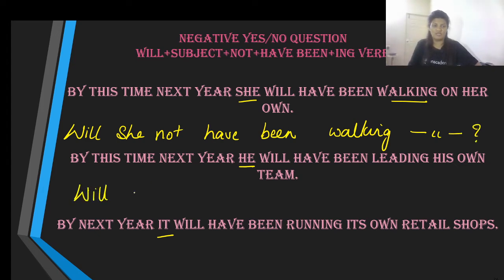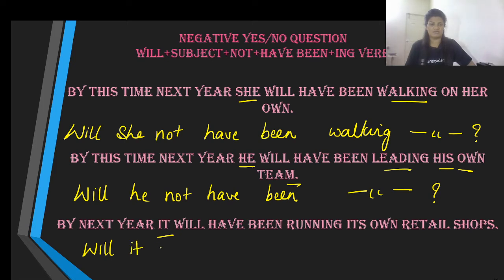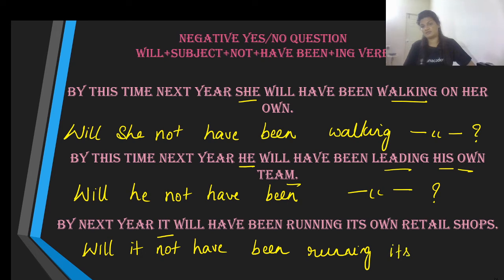Next one is, will he not have been leading his own team by next year? Similarly, will it not have been running its own retail shops by next year? So that's how you convert the questions into negative questions, yes or no questions.